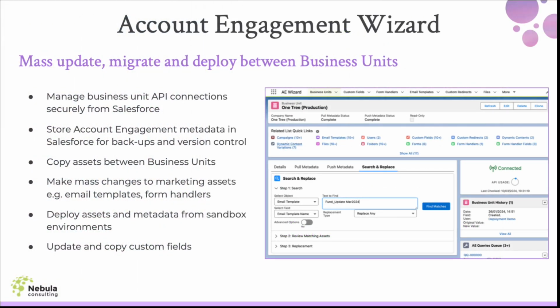The Account Engagement Wizard is an app in Salesforce that we can use to mass update, migrate and deploy changes between business units. The benefit of this app is that we can manage business unit API connections securely through Salesforce. We can store account engagement metadata in Salesforce for backups and version control.